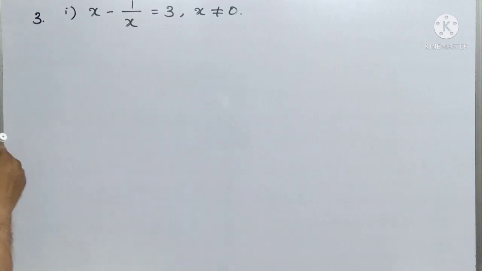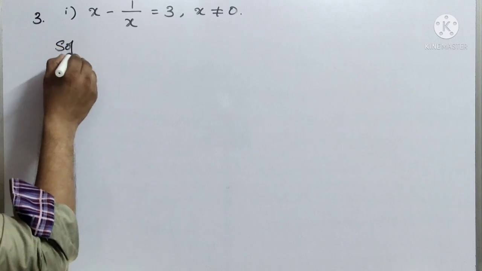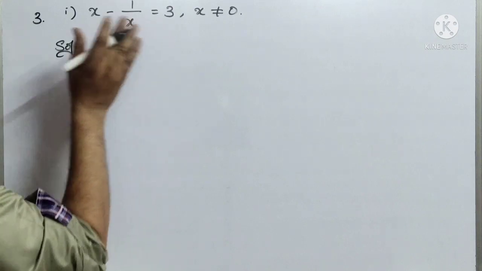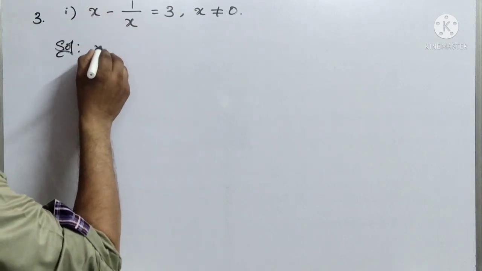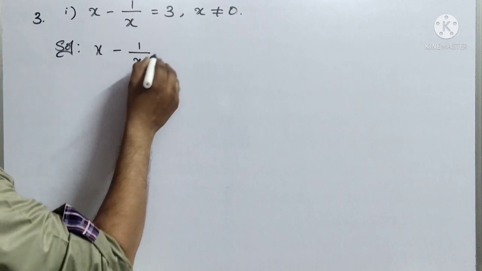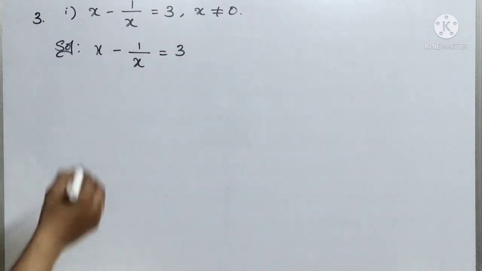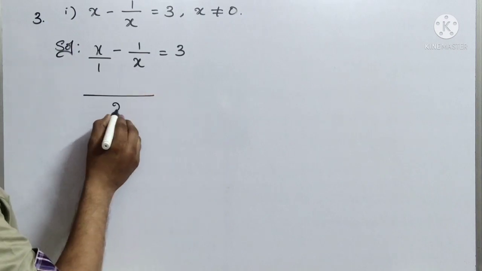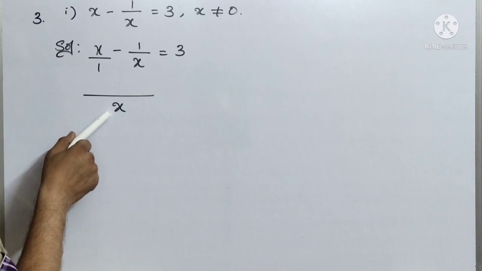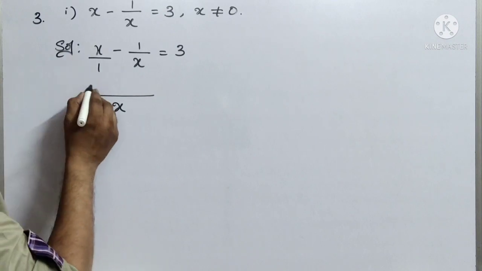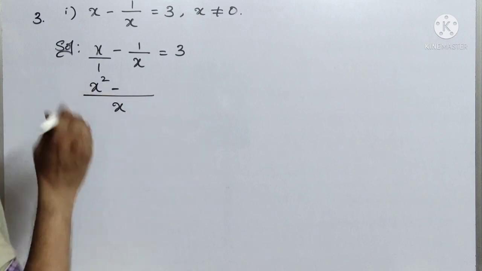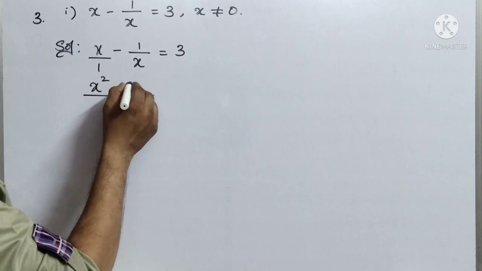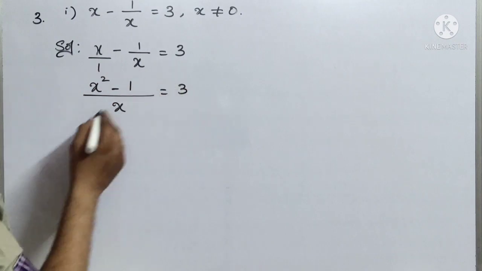Listen now. First simplify this given equation, children, to get it into an equation. So write x minus 1 by x equals 3, with 3 over 1. Now what is the LCM for 1 and x? x. So 1 times x, how many times? x. So x into x is x square, minus 1 in the x term, how many times? One time. So 1 into 1 equals 3.